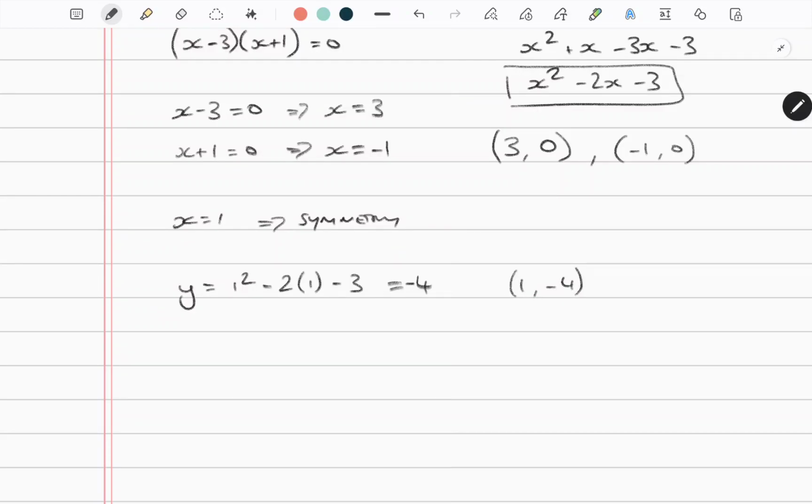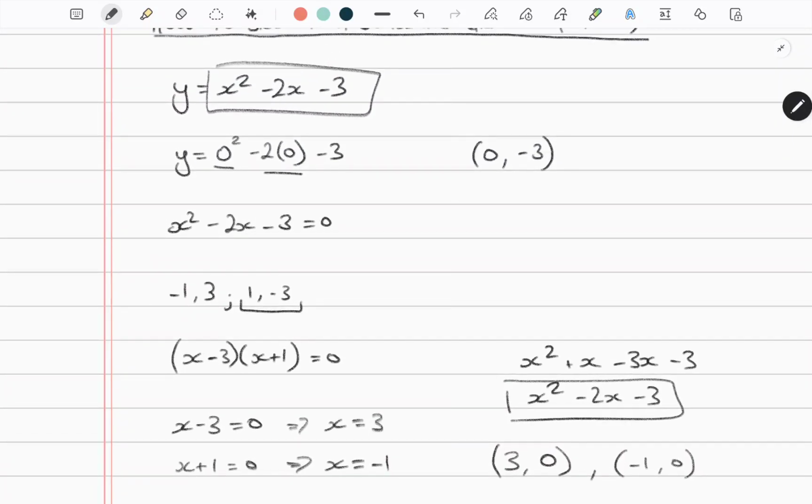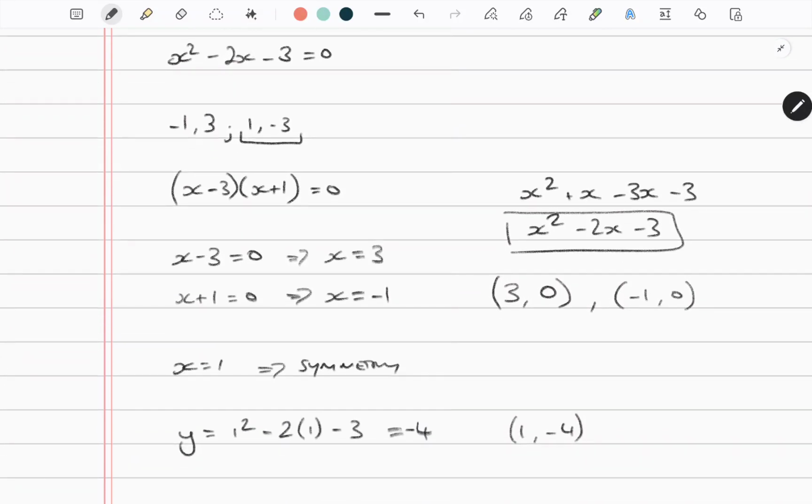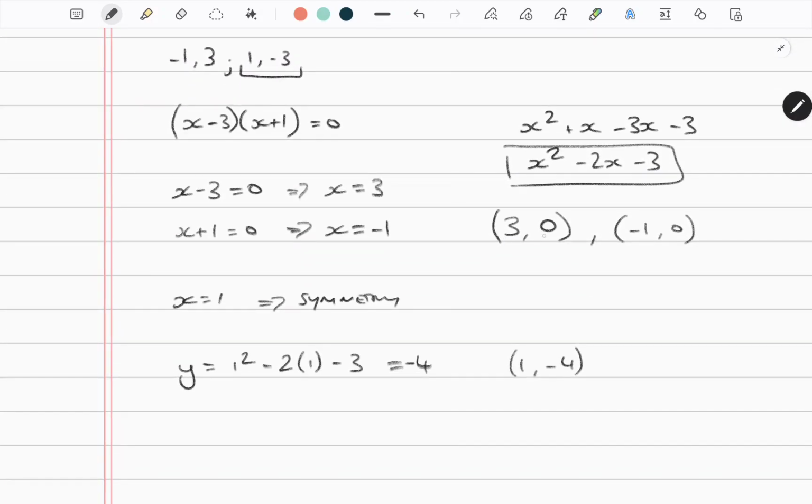So we've identified 4 points for our graph. We have x equals 0, y equals minus 3. Then we have 3 and 0, minus 1 and 0, and then 1 and minus 4. So there are 4 points that we've identified. In the next video, we'll go through and plot those on graph paper, and then try, in my dodgy drawing, to attempt to actually draw a line through it.